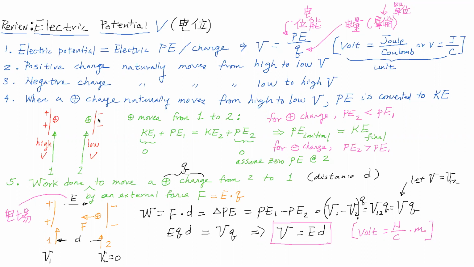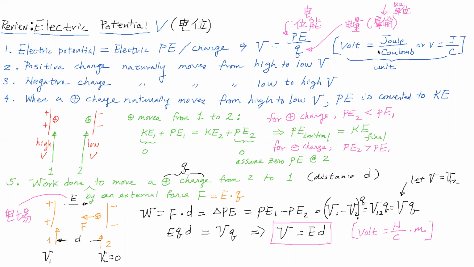We will review electric potential. In Chinese, potential is called 电位. First, electric potential is equal to electric potential energy divided by charge, and charge is Q. So electric potential is V, so it's PE divided by Q.